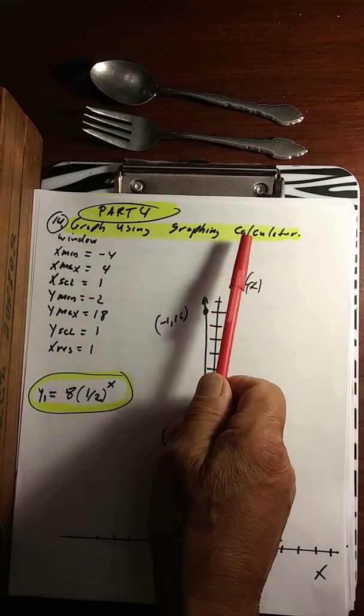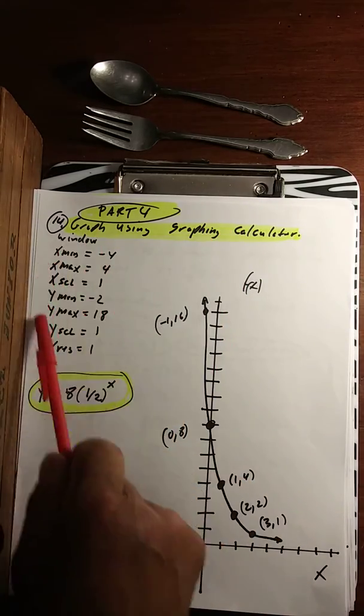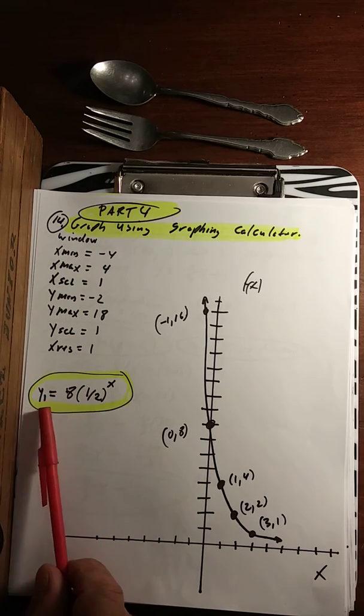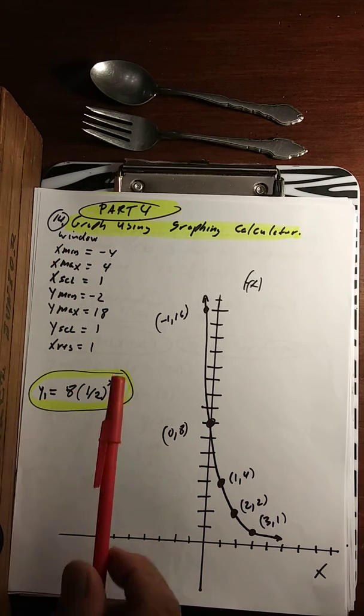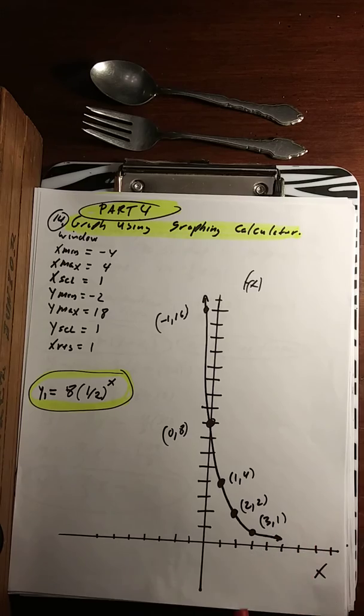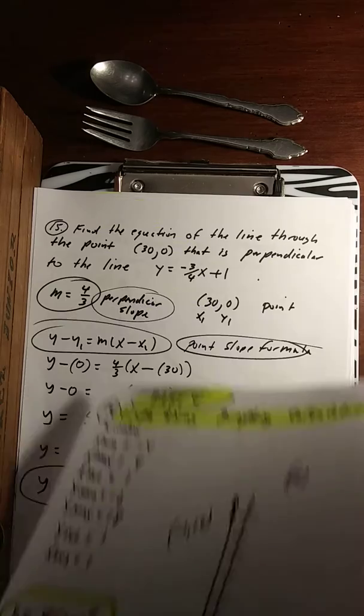Graph using a graphing calculator. Set the windows and then put it in there. y1 equals 8 times 1 half to the x power. Enter. It'll give you the graph. You'll get the table if you want.